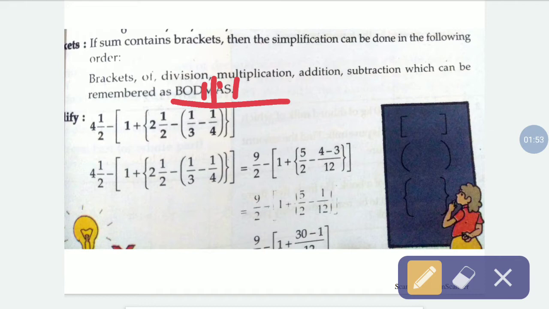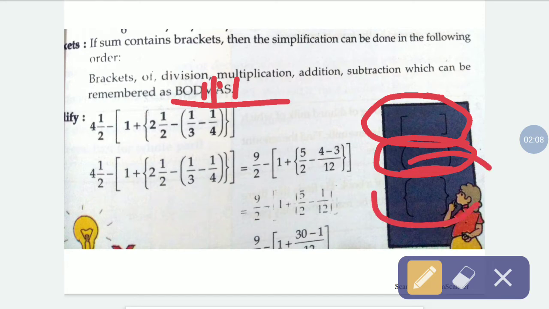And there are three types of brackets. The first bracket is your square bracket, next is your circle bracket, and the third one is your curly bracket. These are the three different types of brackets given.